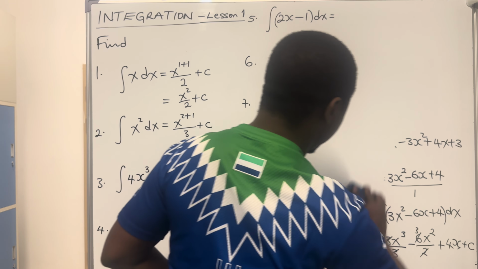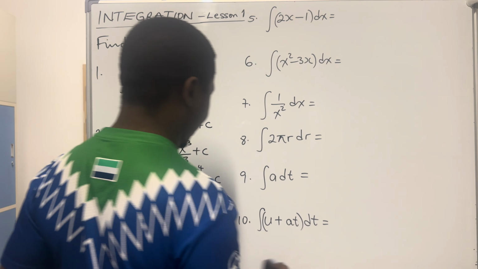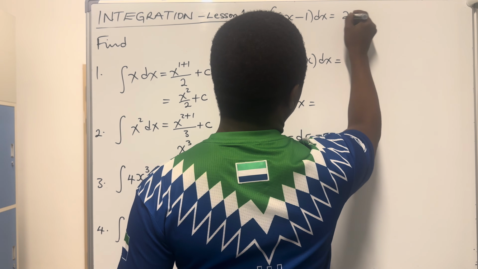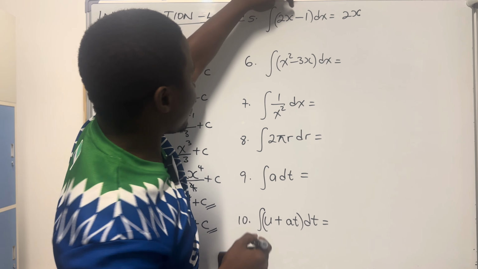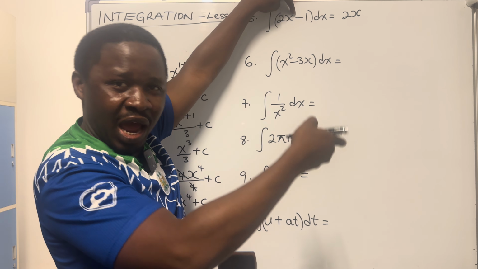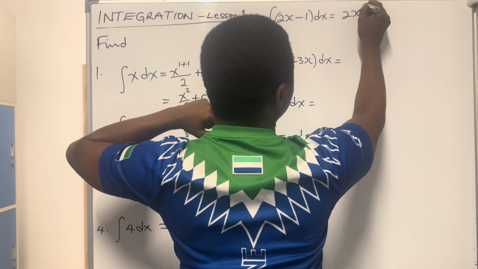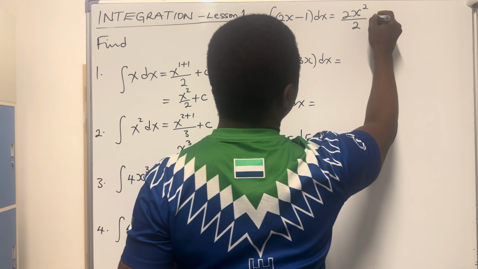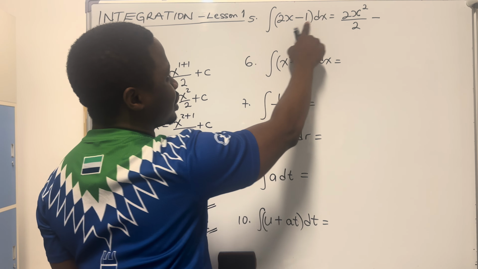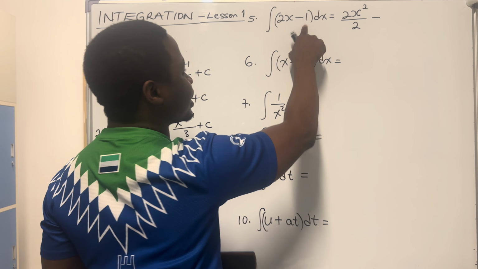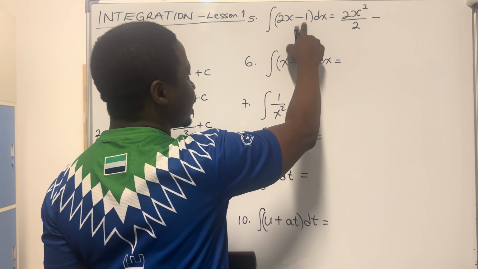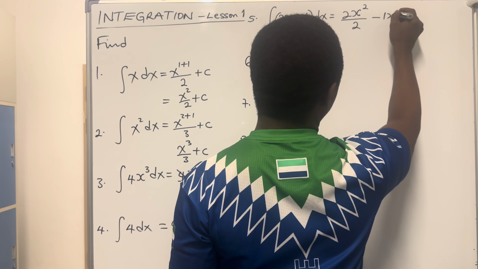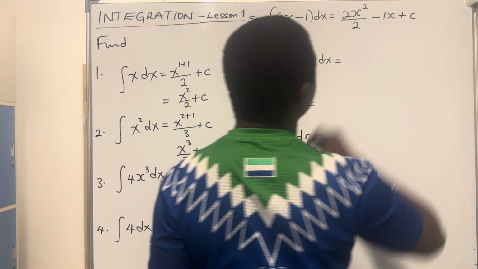So we continue. 2x minus 1. Okay, 2x. What is the power here? It's 1. If you add 1 to that one, we get 2. The new power is 2. You divide it by that power. 1 does not contain this x. That makes it a constant. Integrating a constant, give it this letter. So we say 1x plus c.